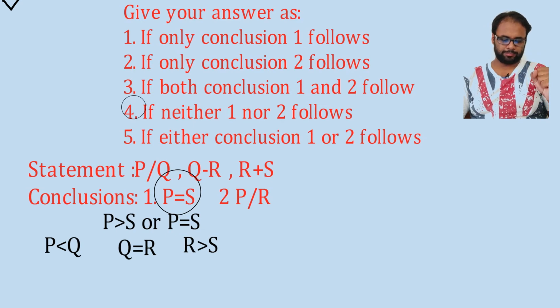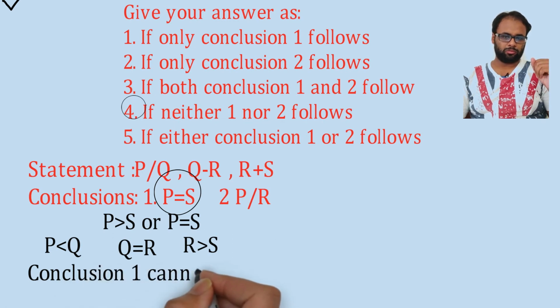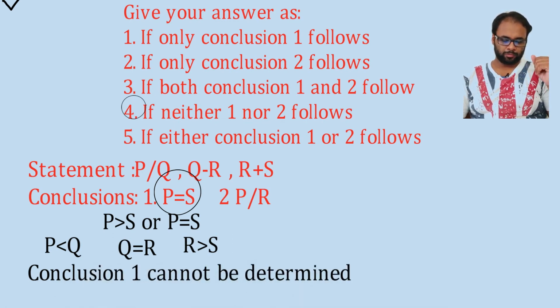Can we say that? P is greater than S or P is equal to S? Because we are being given that P is smaller than Q and Q is smaller than R. But R is greater than S. How do you compare P with S in that case? No direct relation exists. Okay, you cannot compare this. So conclusion 1 cannot be determined. P can be anything with S. We cannot say certainly that P is equal to S exists. Okay.